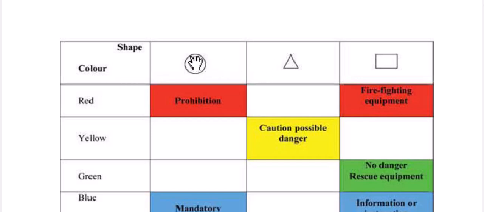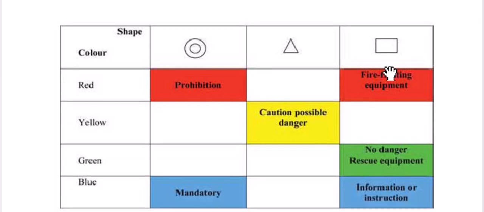Like when we had prohibitions, we had a red color with a round shape. We had a yellow color with triangular shape for warning. We had a square or a rectangular shape: red means fire fighting, green means emergency and first aid, and blue meant information or instruction.